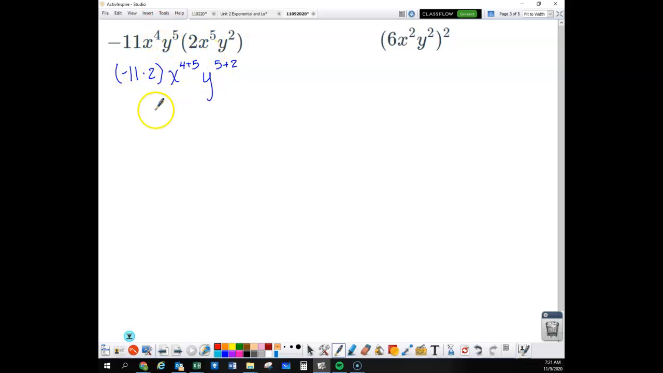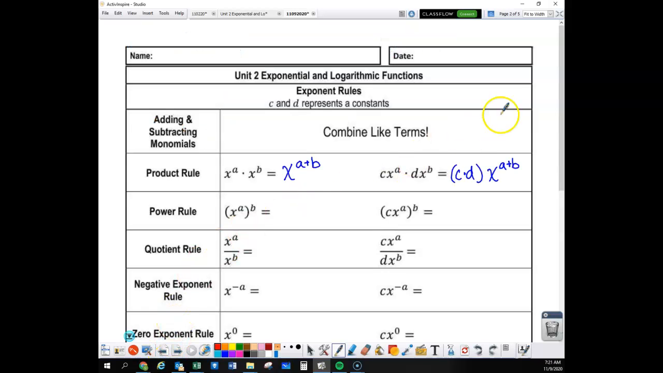So negative 11 times 2 would be negative 22. And then 4 plus 5 is 9. And then 5 plus 2 is 7. So this would be negative 22 times x to the power of 9 times y to the power of 7. Okay, make sense? Any questions? Okay, let's go back to the notes.